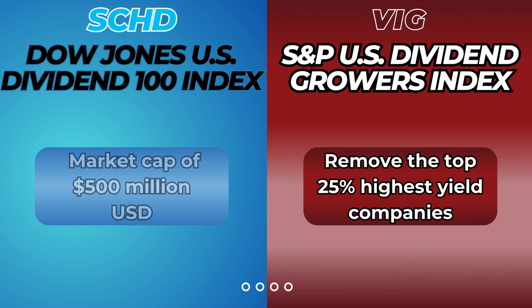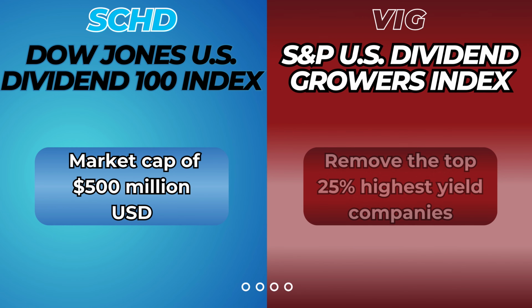The last of the index rules: SCHD focuses on companies with a market cap of at least $500 million, ensuring only well-established firms are included. VIG removes the top 25% highest yielding companies, which focuses on sustainable and growing dividends rather than immediate yield.